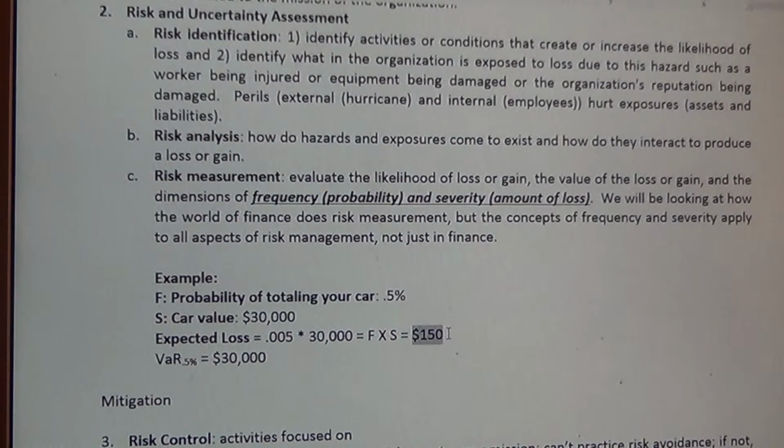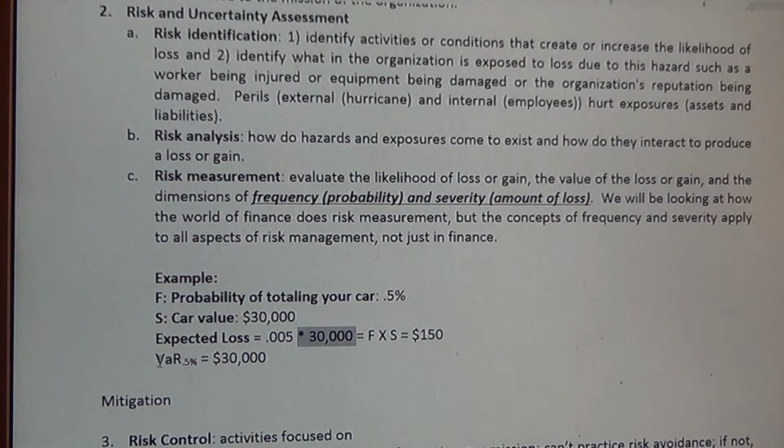is the minimum an auto insurance company will charge you in order to insure your car, because on average they expect people with your driving habits and driving your type of car will lose them $150. If this is, say, on an annual basis, you have a 0.5% in any given year, then the insurance company would charge at least $150. So again, expected loss equals frequency, the 0.005, times severity.